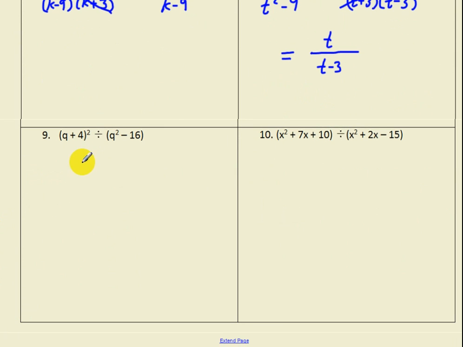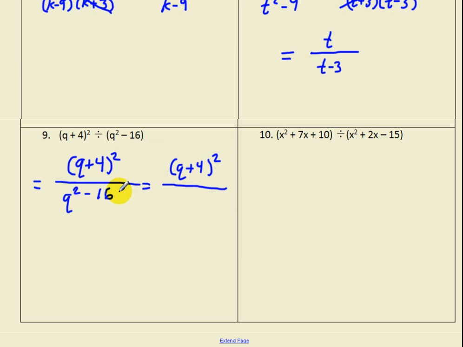Number 9, here we have q plus 4 quantity squared over q squared minus 16. Okay, so then we look and we wonder, this I'll just leave the way it is, q plus 4 squared. But again, we have a difference of 2 squares, so we can factor this denominator into q plus 4, q minus 4. Now, the q plus 4 in the denominator will cancel one of the two q plus 4's in the numerator. We still have one q plus 4, so that will remain in our numerator, over q minus 4. And we're done with that one.